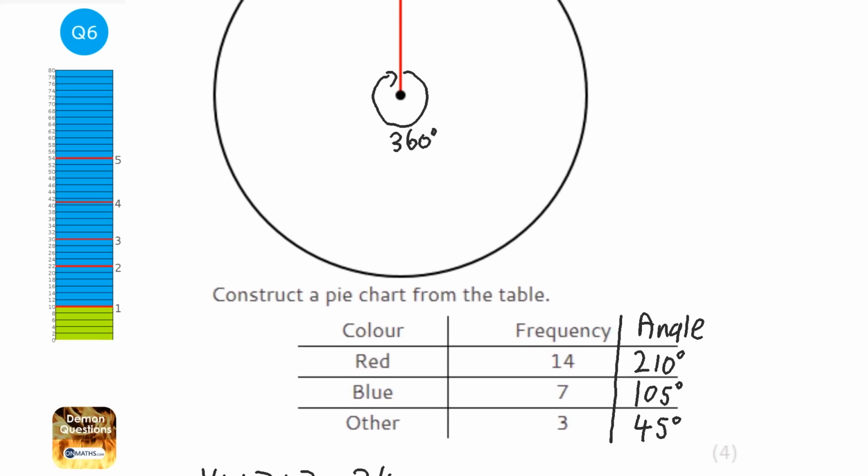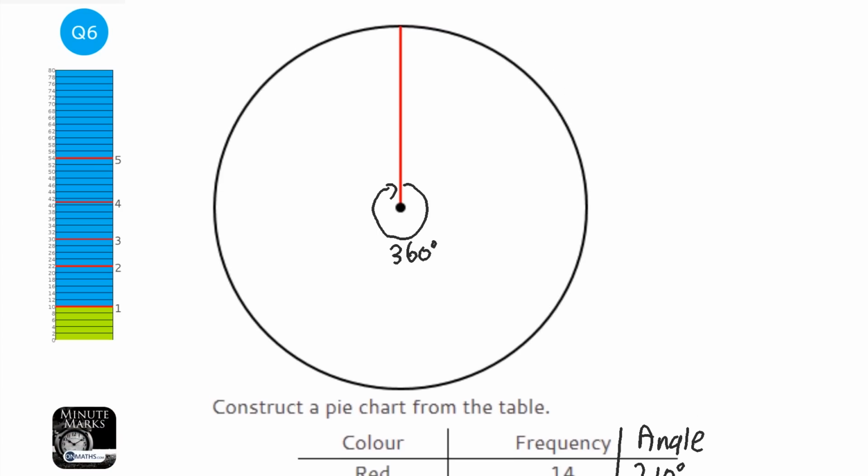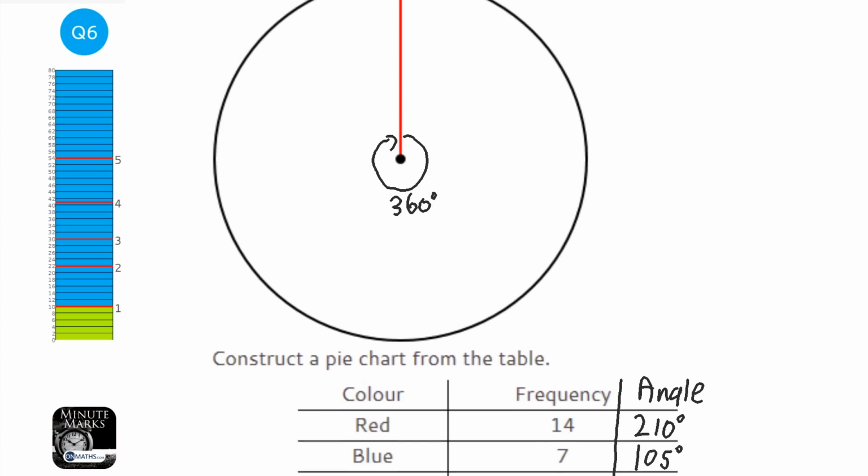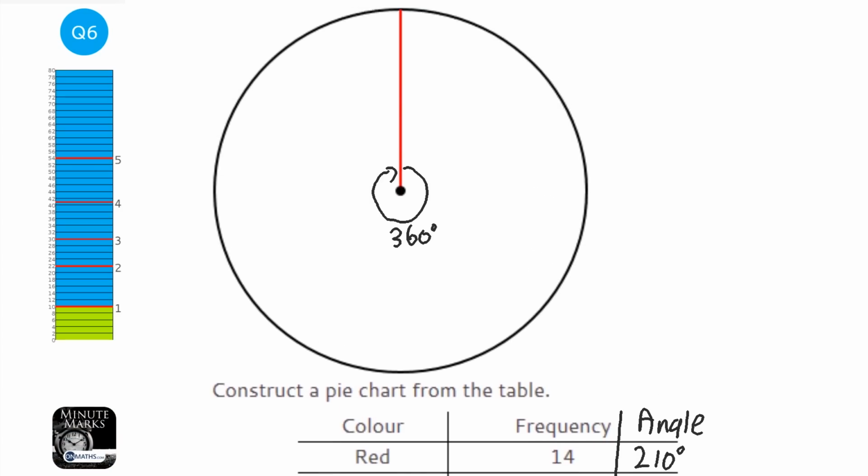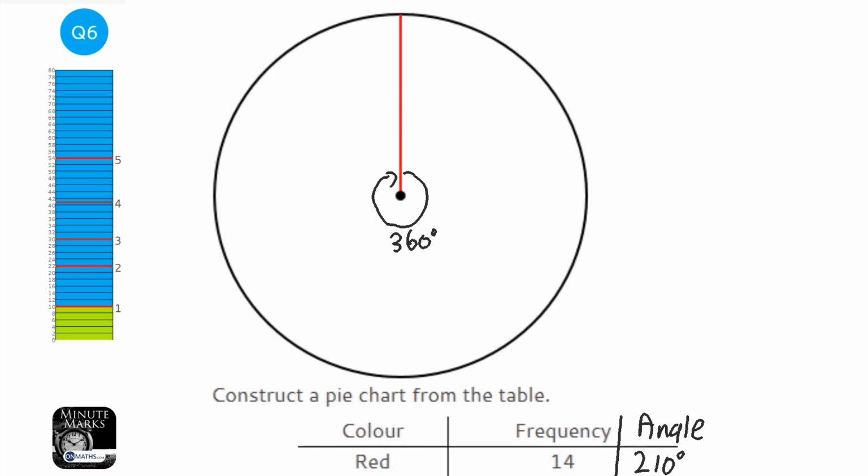And then you need to plot it onto the pie chart. Now, I don't have a protractor on this, so I can't physically do it. And to be honest, it's much more helpful to physically print this out, do it on a piece of paper, and get someone to help you use the protractor if you're not 100% sure.